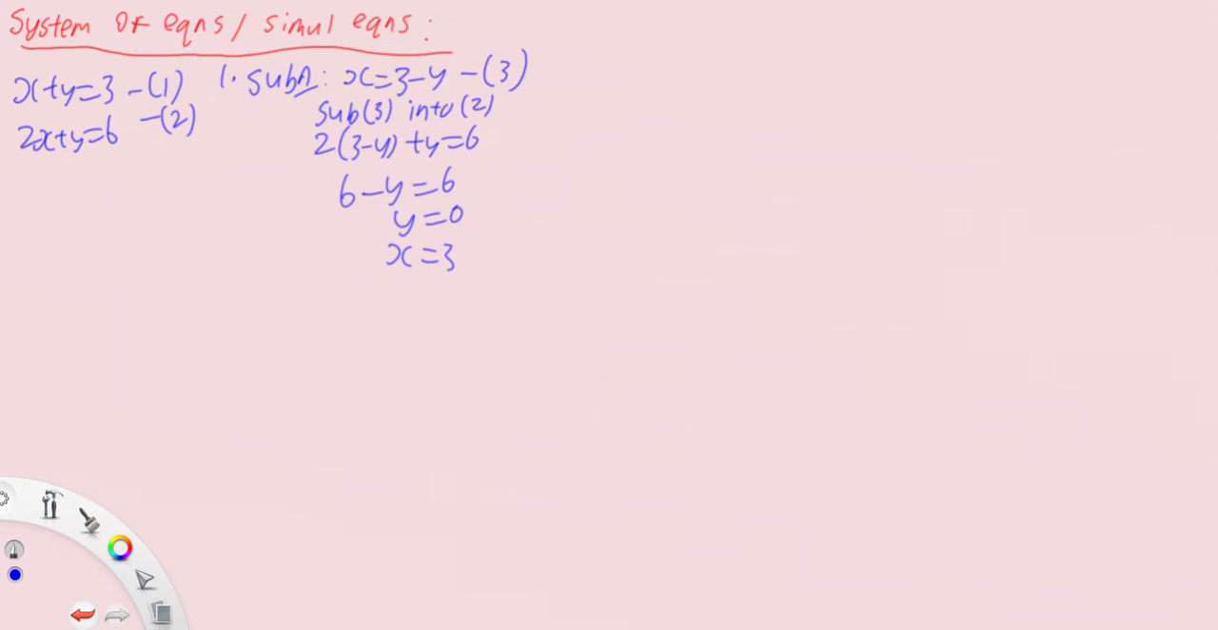If you don't like to substitute x, you can substitute y. So you make y the subject, which gives us y equals to 3 minus x. Let's label this as equation 4, and sub 4 into 2. You don't want to substitute back into the same equation because that just becomes a cycle. So now we have 2x plus 3 minus x equals to 6. So we then have x equals to 3, y equals to 0.